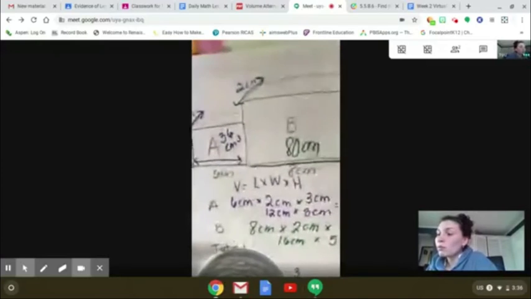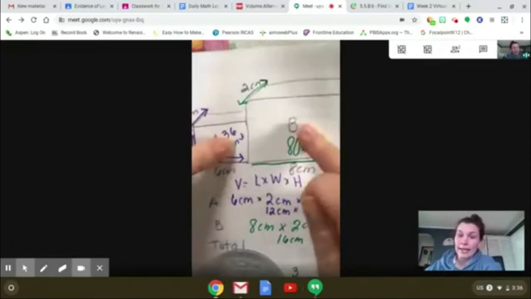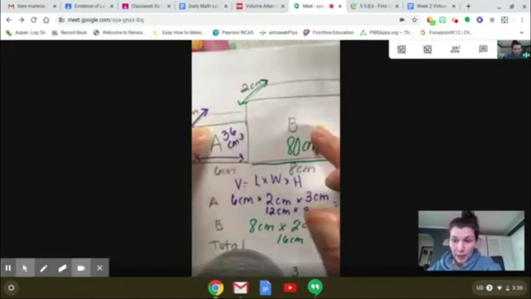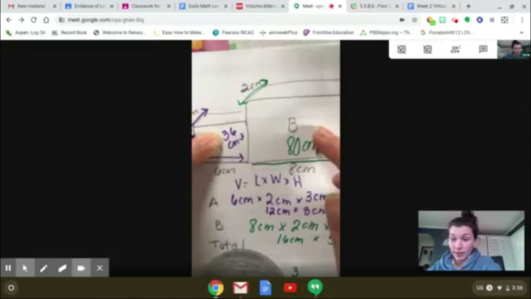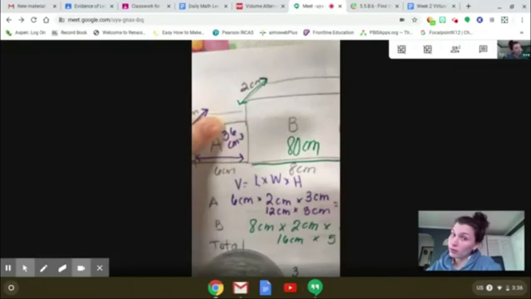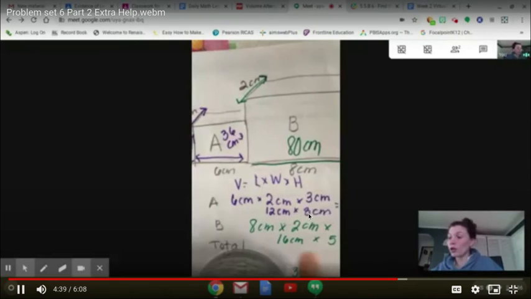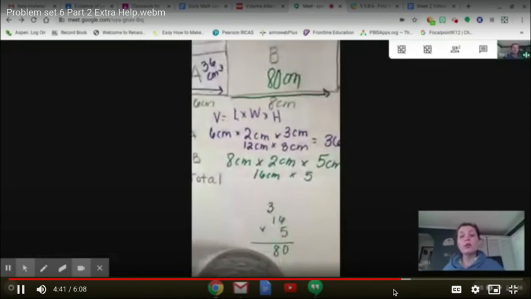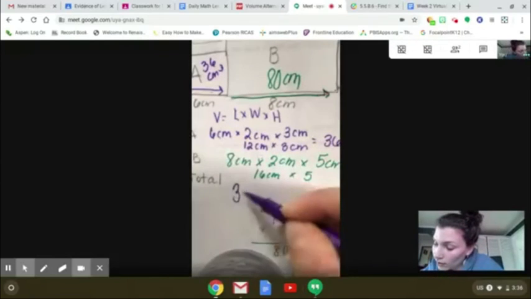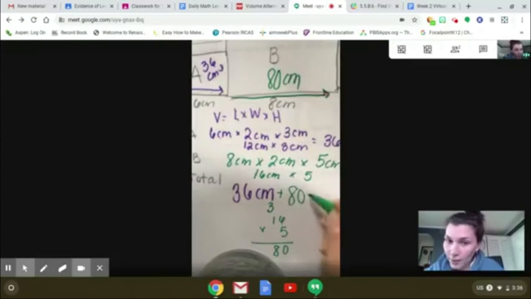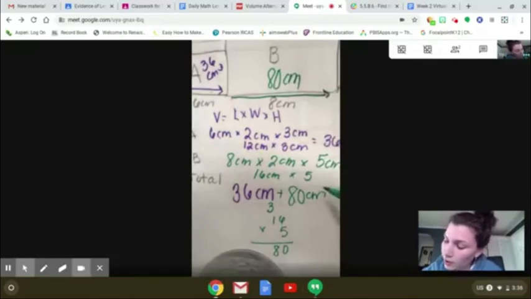Now, we need to find the total volume of A and B, or how much stuff will fit in both of these. If this was all one big shape, how much would fit in both? We know the volume of A and the volume of B, and we can put that together and get the volume of the total. To do that, we have to add the 2 volumes. So we add 36 centimeters plus 80 centimeters, okay, or these are centimeters cubed, or cubic centimeters, because we're working with volume.